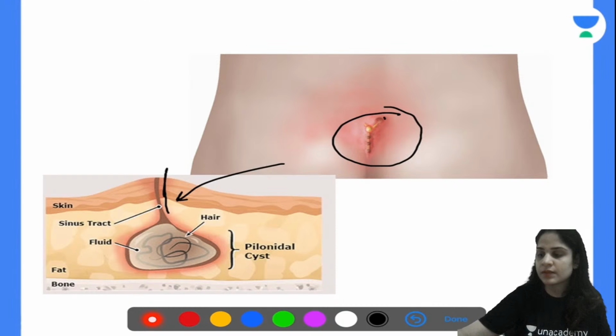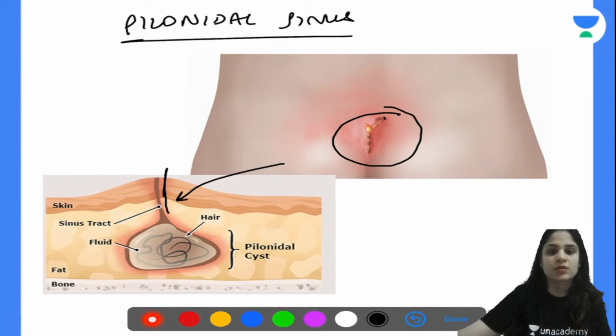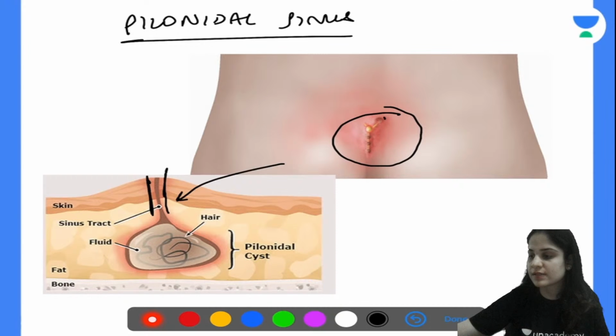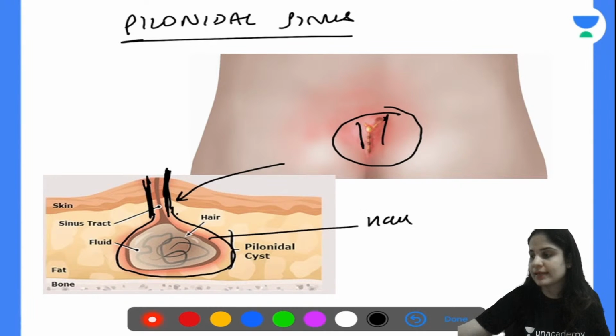So this is nothing but a pilonidal sinus. Absolutely correct, Abhik told us the correct thing. What is a pilonidal sinus if you have to define it? If you see in this picture, it is an epithelium lined tract, and this tract is present in the intergluteal cleft. This tract is nothing but a root, and at the end of it, it has a sac. In this sac, it contains hair and unhealthy granulated tissue.